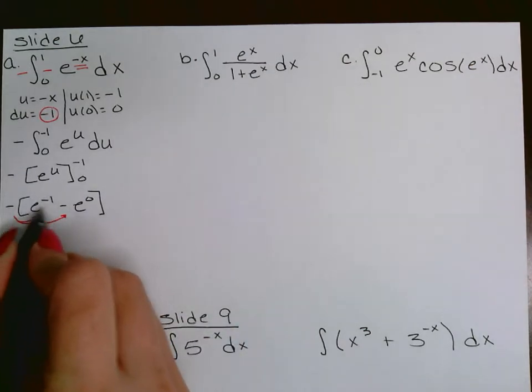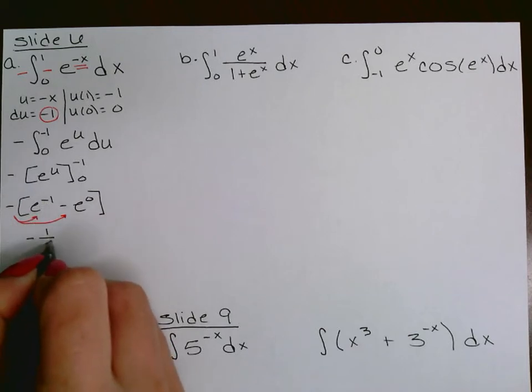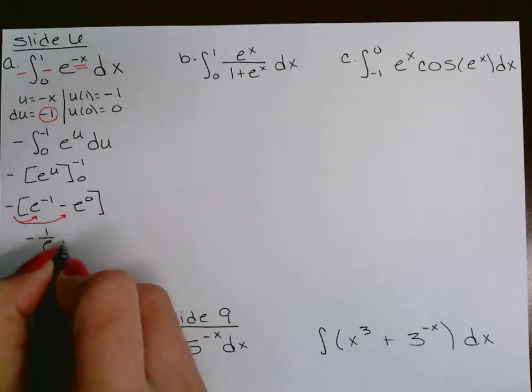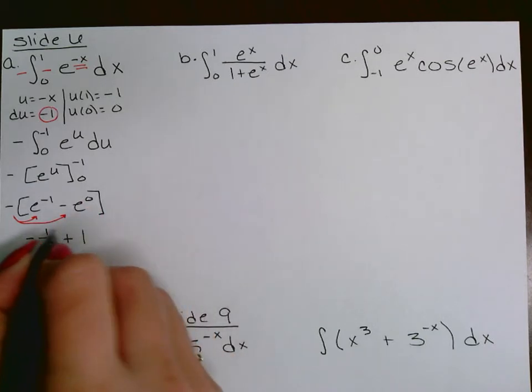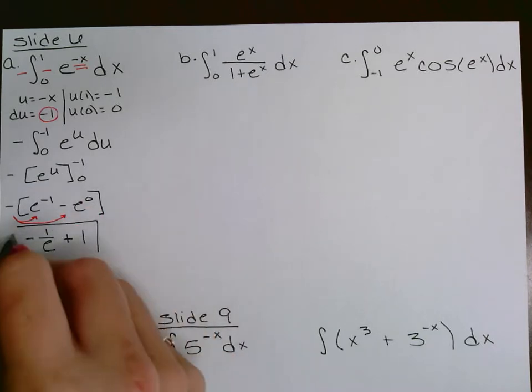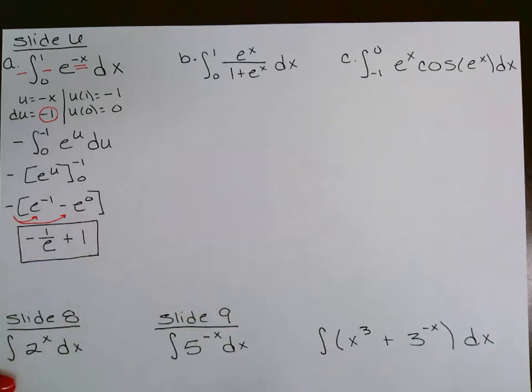Negative. That negative exponent drops it down to the denominator. Negative and negative make plus. And what is anything raised to 0? 1. Yep. And you are done with that problem.